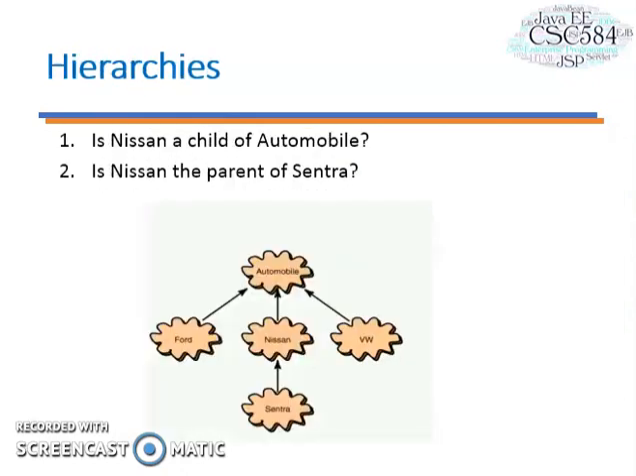Next, let's look at hierarchies. The picture shows a hierarchy of classes. It shows that Ford is an automobile, Nissan is an automobile, and that Volkswagen also is an automobile. It also shows that Sentra is a Nissan. In a hierarchy, each class has at most one parent, but might have several child classes. The class at the top of the hierarchy has no parent. This class is called the root of the hierarchy.